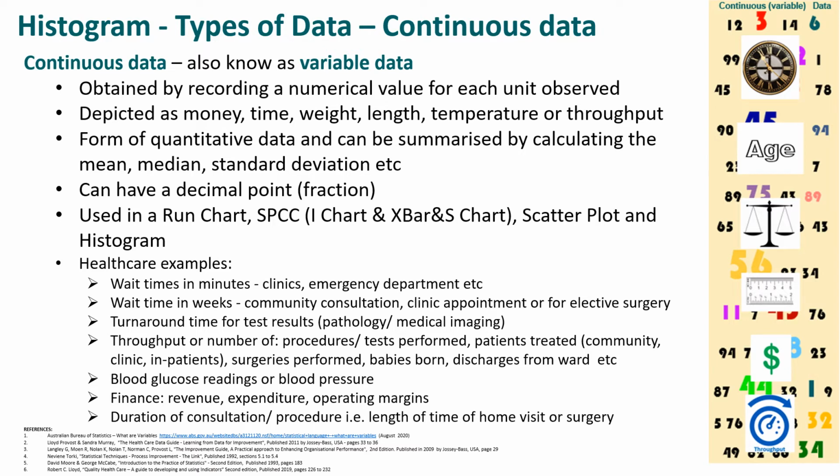Other examples of continuous data are blood glucose readings or blood pressure. Some financial examples are revenue, expenditure, or operating margins. And another example might be the duration of a consultation or a procedure, such as the length of time of a home visit or the length of time of a particular surgery.